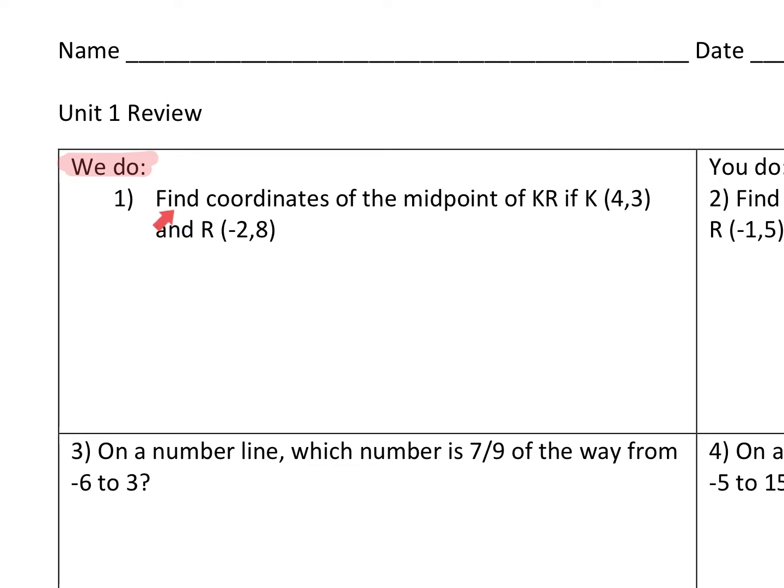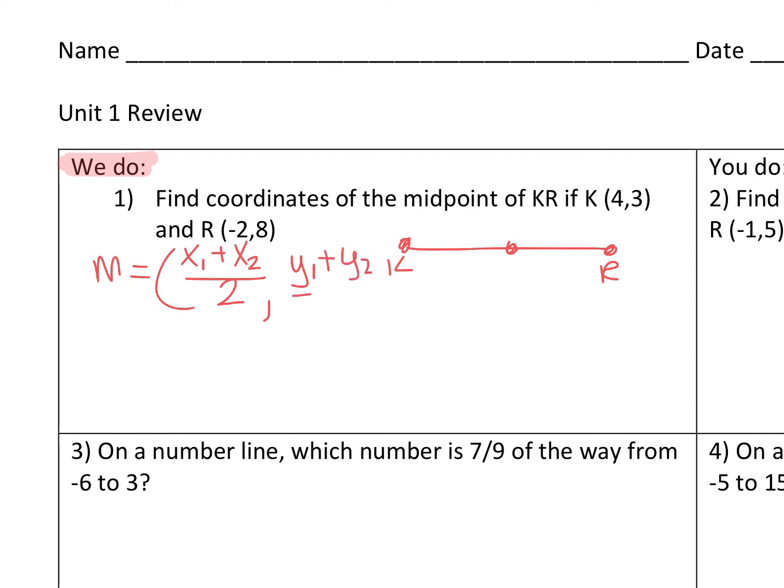Find the coordinates of the midpoint of KR if K equals this. So what did they give us so far? They told us that here is K and here is R, and we are looking for the midpoint. The formula for midpoint is x1 plus x2 divided by 2. So you're going to add your x's, divide by 2, and you're going to add your y's and divide by 2. So we're going to go ahead and label our points.